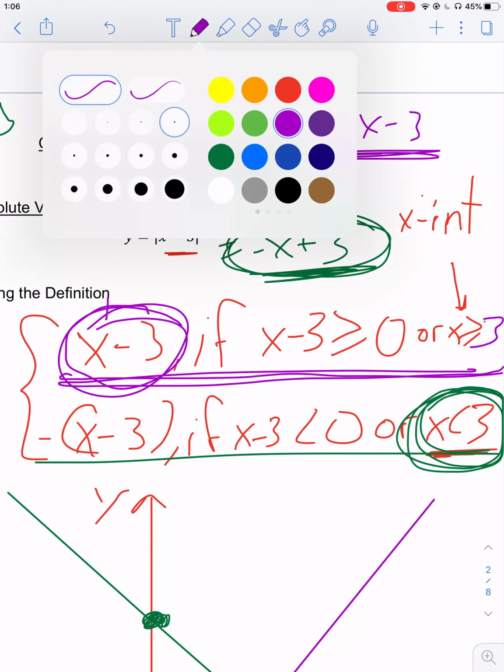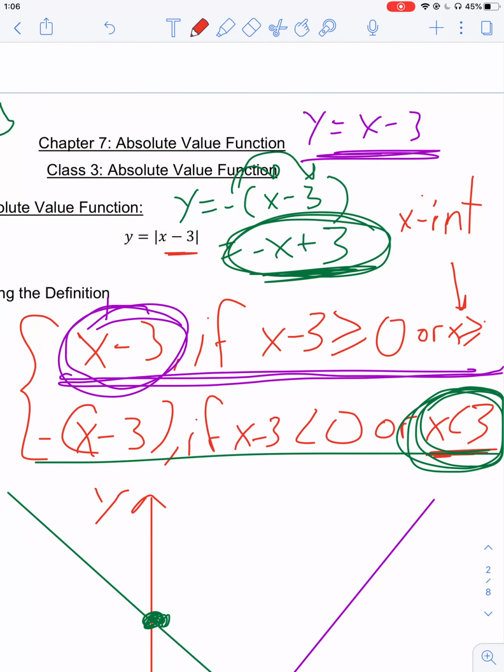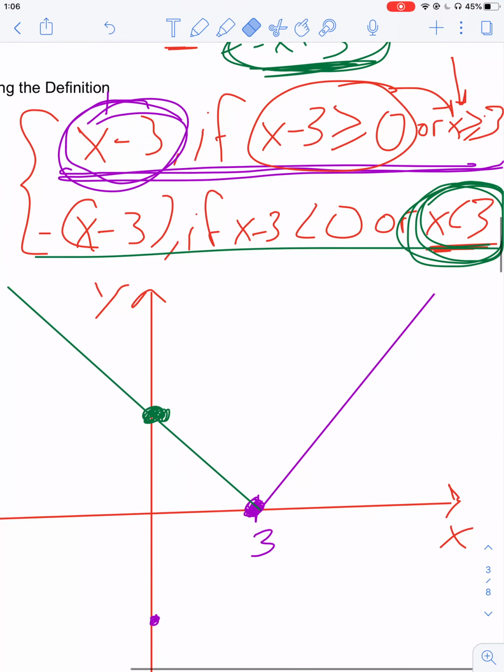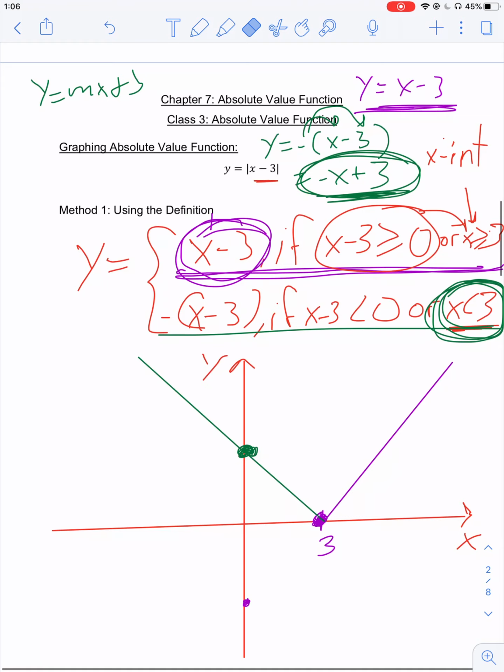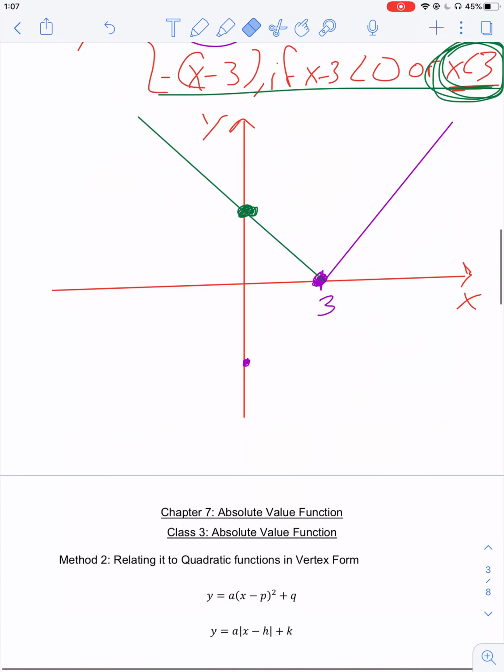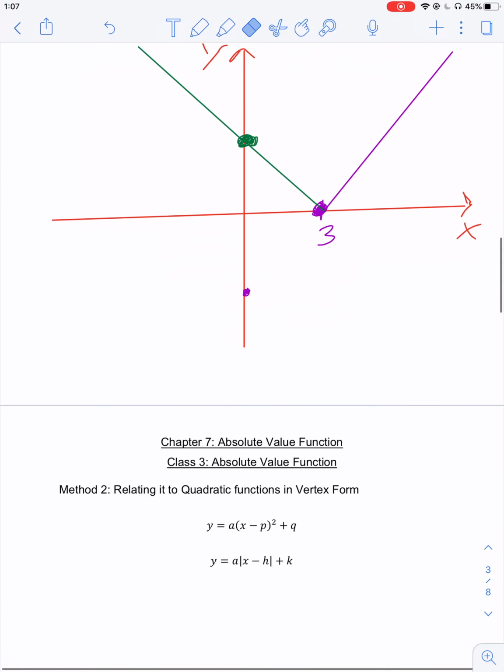Why is it 3? Because I solved this inequality in terms of x. Using this, I know that x has to be what I have over here. It's kind of complicated because I'm using the definition. Now, what's the best way to graph this, in my opinion? I'm going to show you a second way.